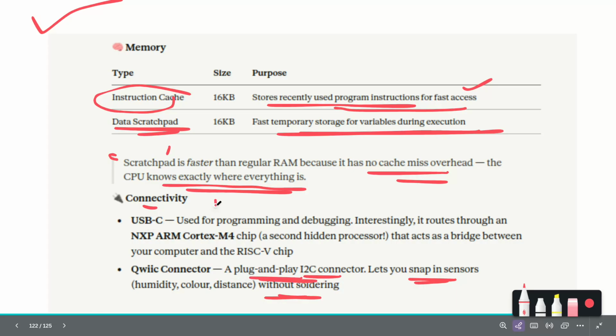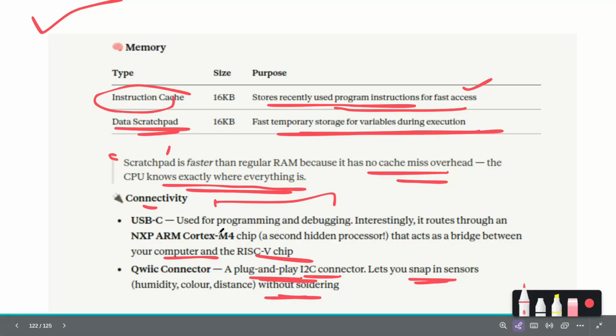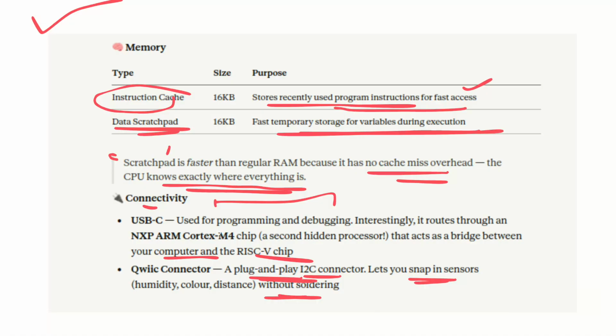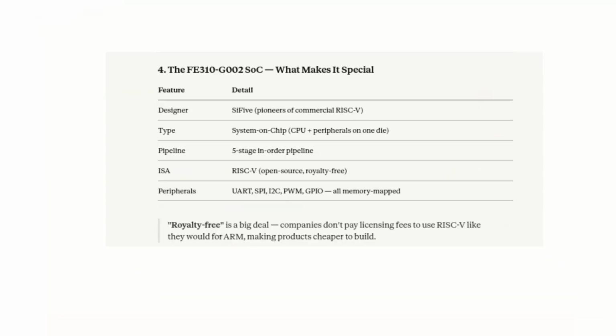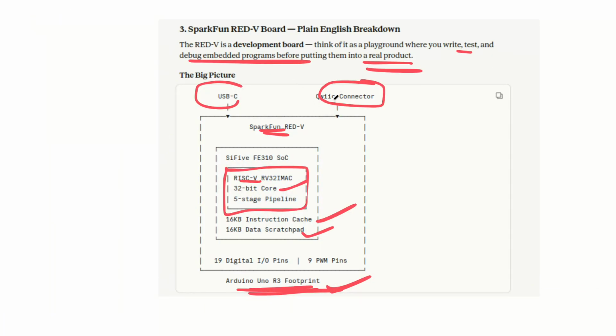Now for programming and debugging, we have this USB-C. It routes through an NXP ARM Cortex M4 chip that acts as a bridge between your computer and the RISC-V chip. Then you have the Qwiic connector, a plug and play I2C connector which helps us snap in our sensors without soldering. So there is the Qwiic connector and USB-C.